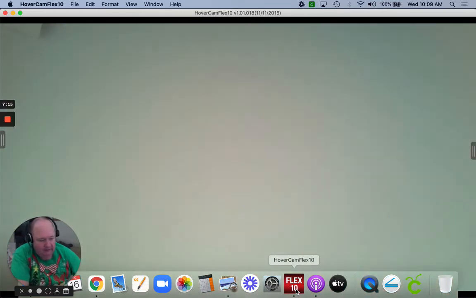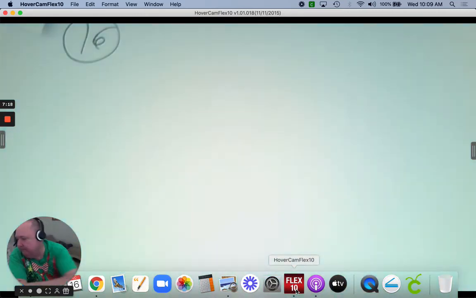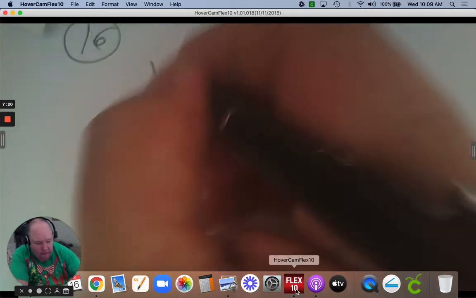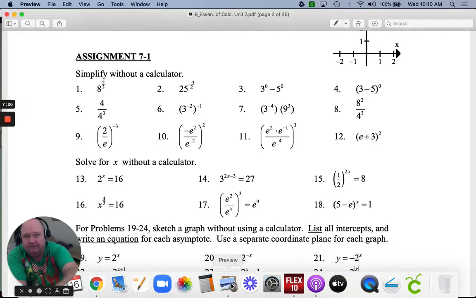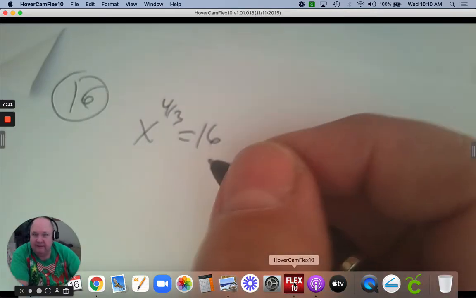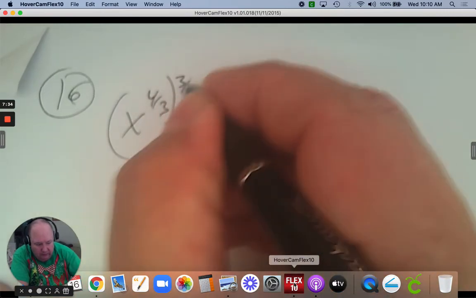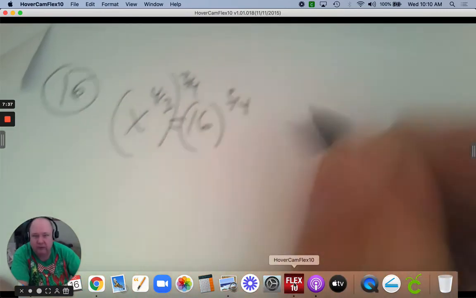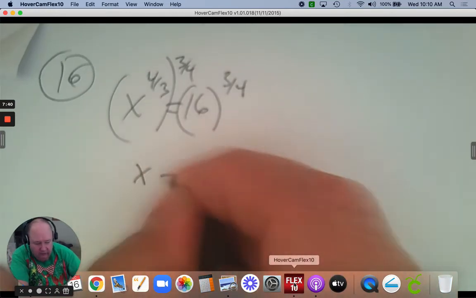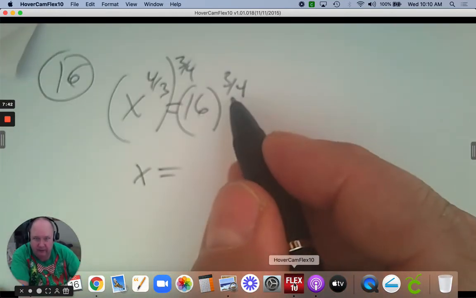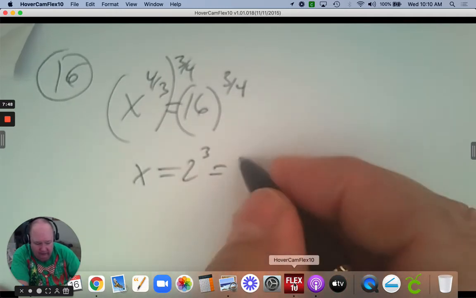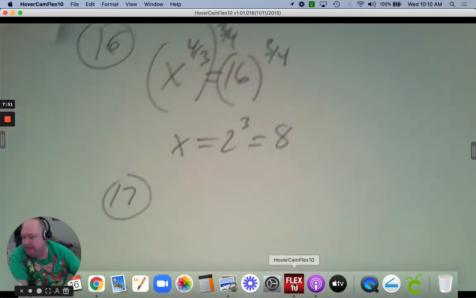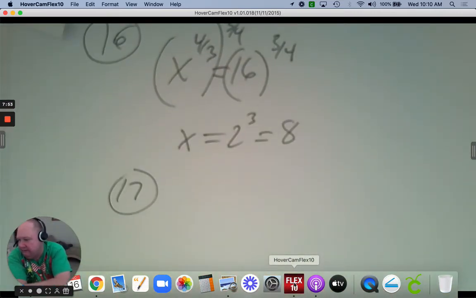Number 16, x to the 4/3 is equal to 16. Okay. So to undo a fractional exponent, use the reciprocal. So the reciprocal is the exponent 3/4. The reciprocal undoes the fraction, so it's just x. And then what does this mean on the right side? The 4th root of 16 is 2. And then 2 cubed is 8, and you have your answer. Number 17.